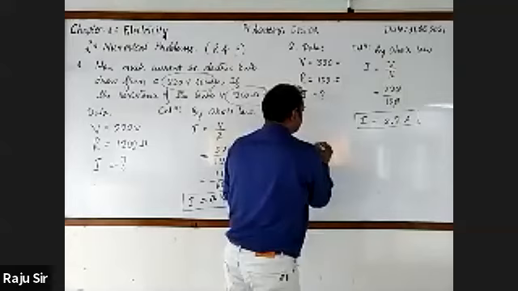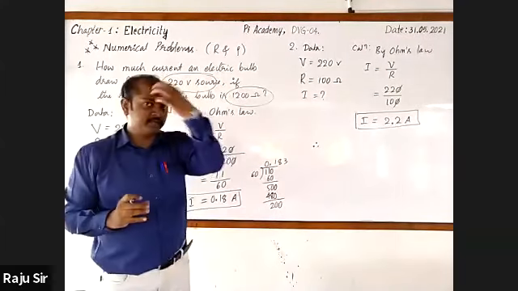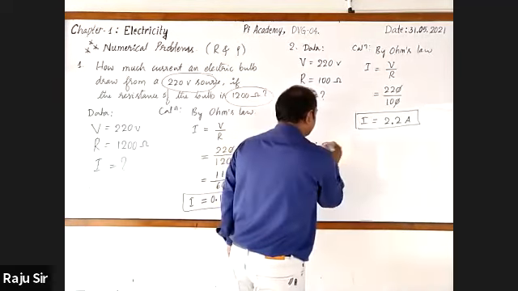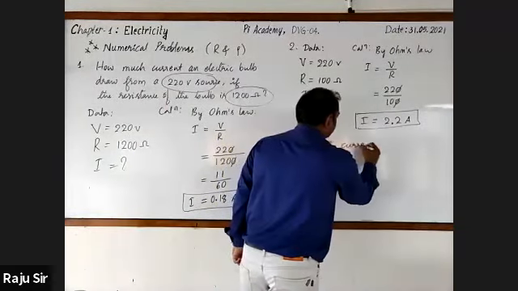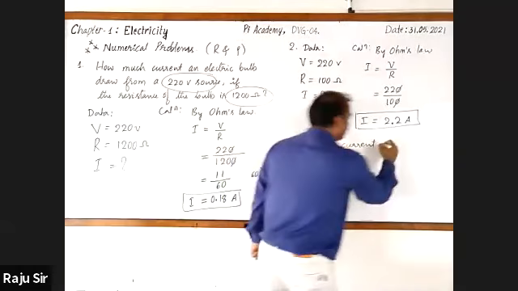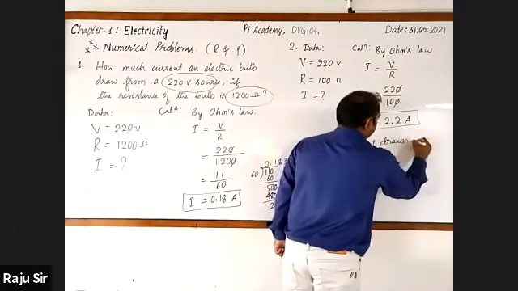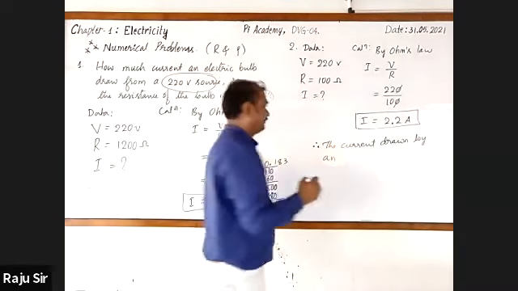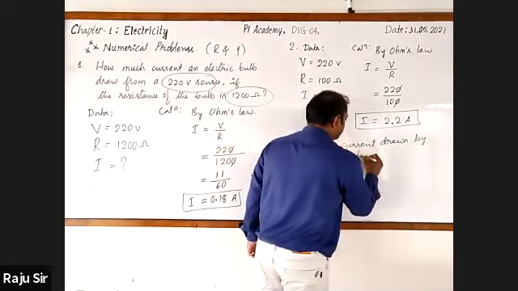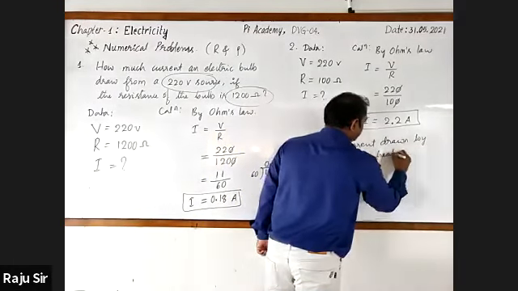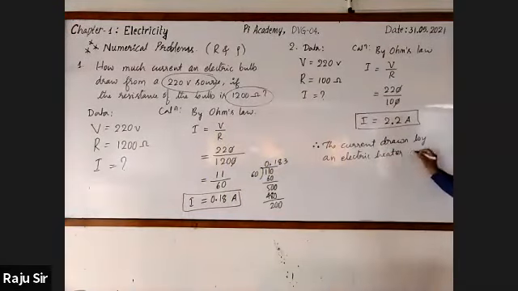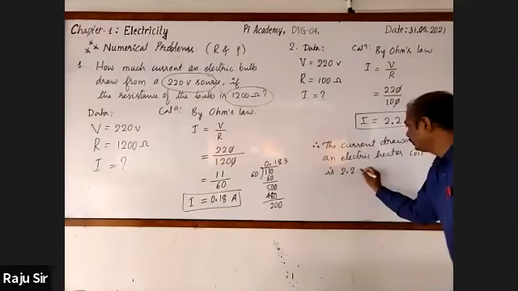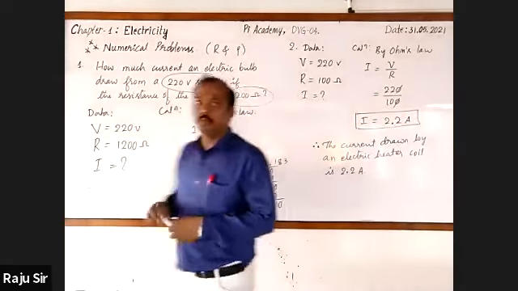And for this, write the conclusion because I have not given you the statement. Therefore, the electric current drawn by an electric heater coil is 2.2 amps.